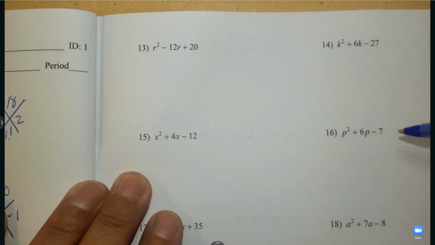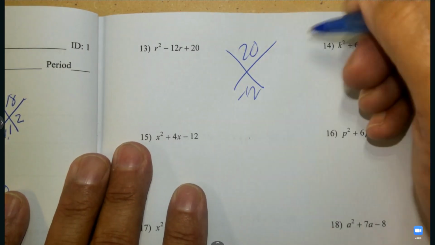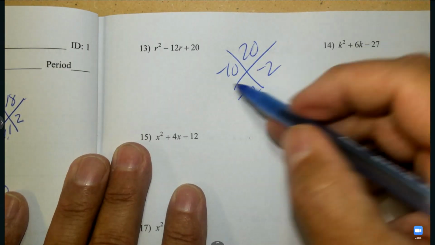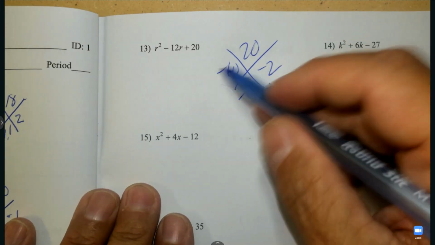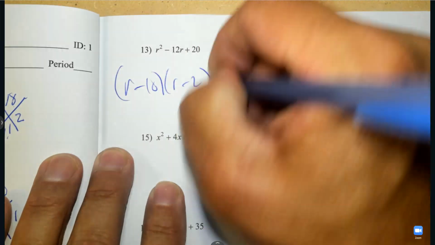All right, turn the page. Again, you should be practicing and then seeing if you did them right. So negative 10 times negative 2 is 20, and they add up to negative 12. Two parentheses, one's negative 10, one's negative 2.